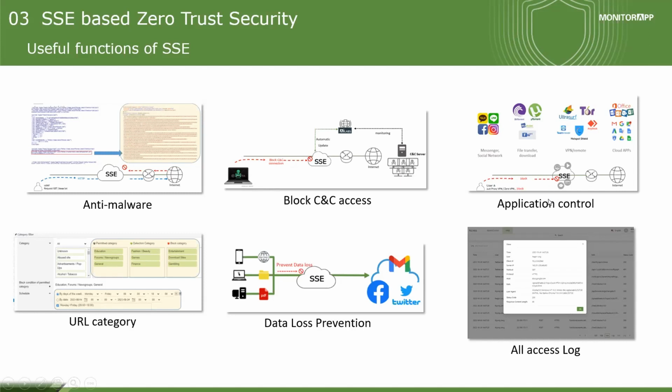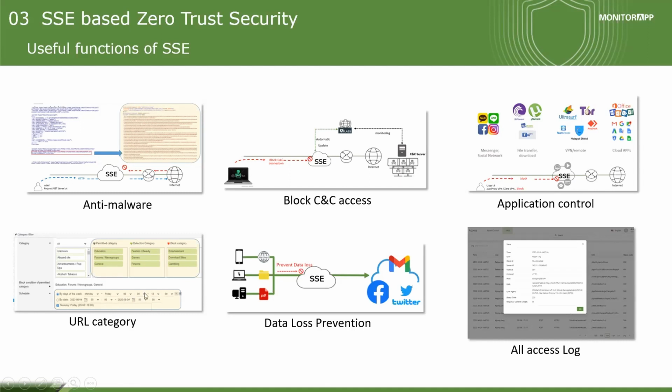And third, the application control. Since all of the traffic goes through the SSE platform, it inspects the traffic and understands what kind of application it is. So if you apply a policy, for example, to block messenger programs or VPN or proxy or something like that, then we can apply a very detailed security policy based on application control for each user or for each group.